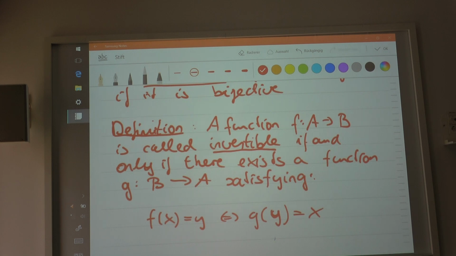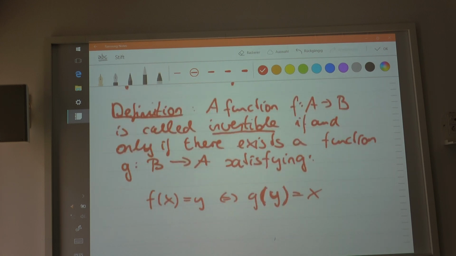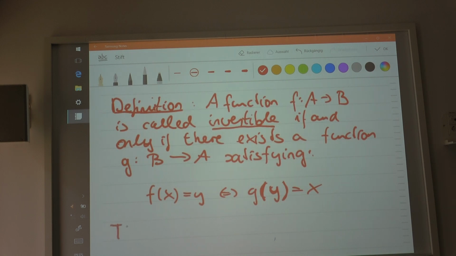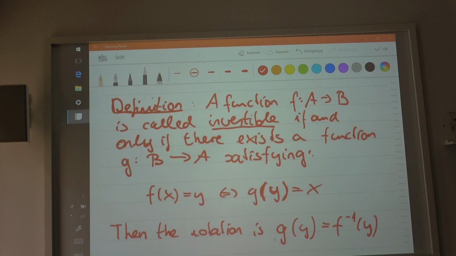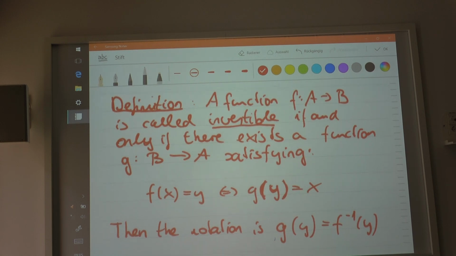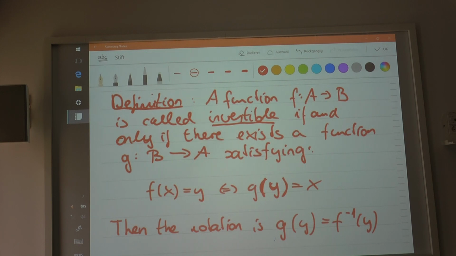So for that to be possible, the function has to be bijective. So it has to be both injective and surjective. Then the notation is that we call the inverse, g of y, which can be written as f to the power of -1. Okay, so this is the notation for the inverse, and you have probably seen this, but this is the exact definition of it.